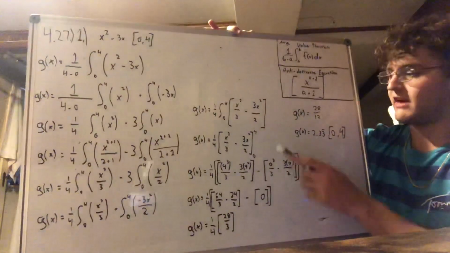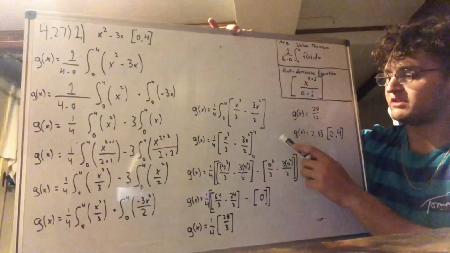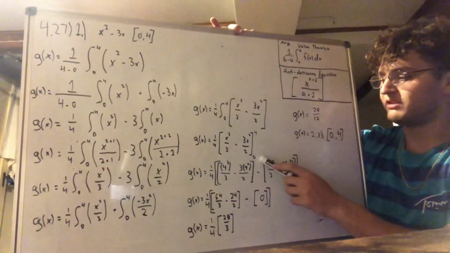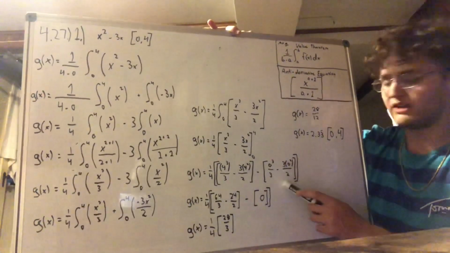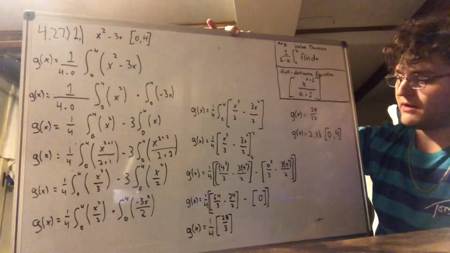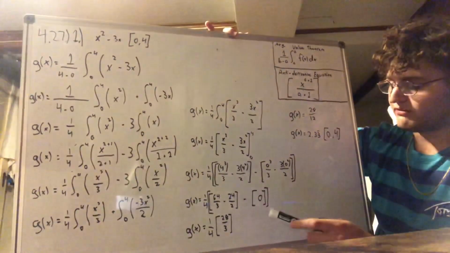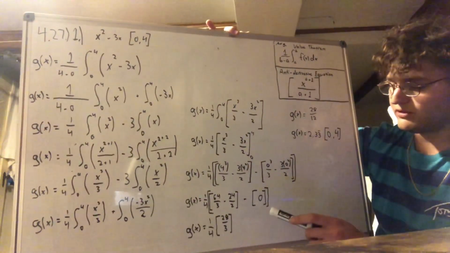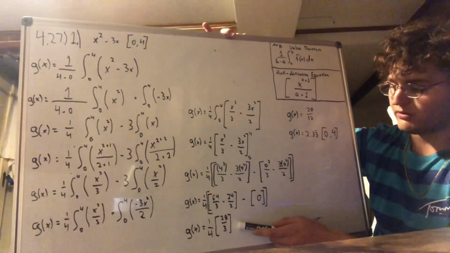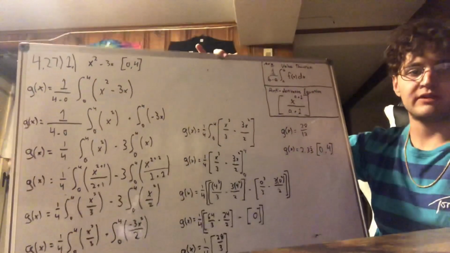So for this, we have 4 and 0, so our first step is going to be inputting 4 into all the x's in this equation, and then we're going to be doing the same with 0, and that's what we get here. This is the 0 portion, and this is the 4 portion. Just doing algebra, 4 times 4 times 4, 64 divided by 3 minus 24 divided by 2. So then you get g of x equals 1 divided by 4, brackets 28 over 3.